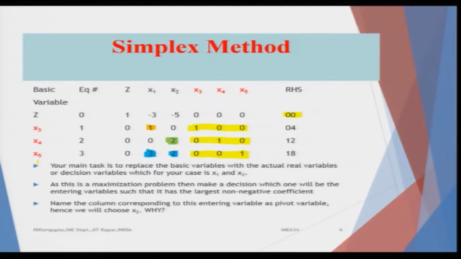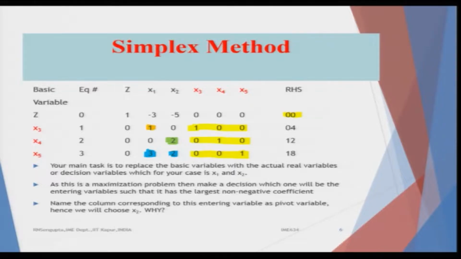So, if x2 is entering, it may be possible that any one of x3, x4, x5 can be leaving. If x1 is entering, it may be possible that x3, x4, x5 is leaving. So, we will check the validity of that statement. As this is a maximization problem, make a decision which one will be the entering variable such that it has the largest non-negative coefficient. Again I am repeating it.